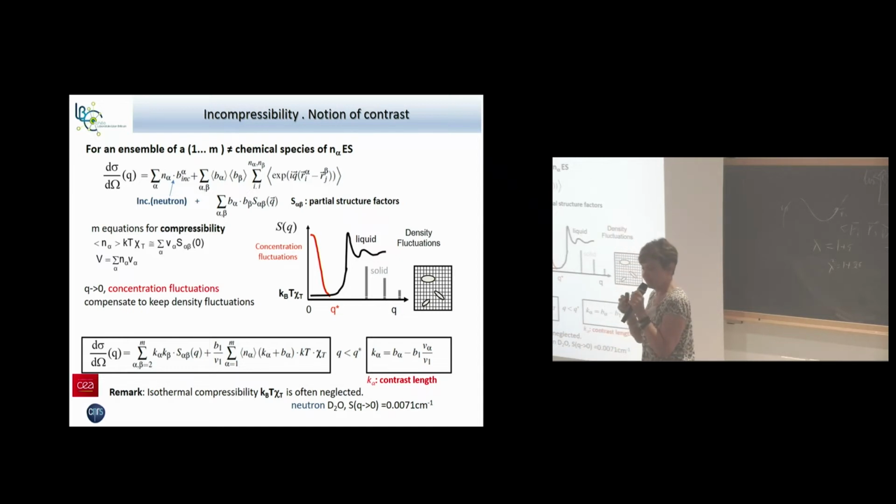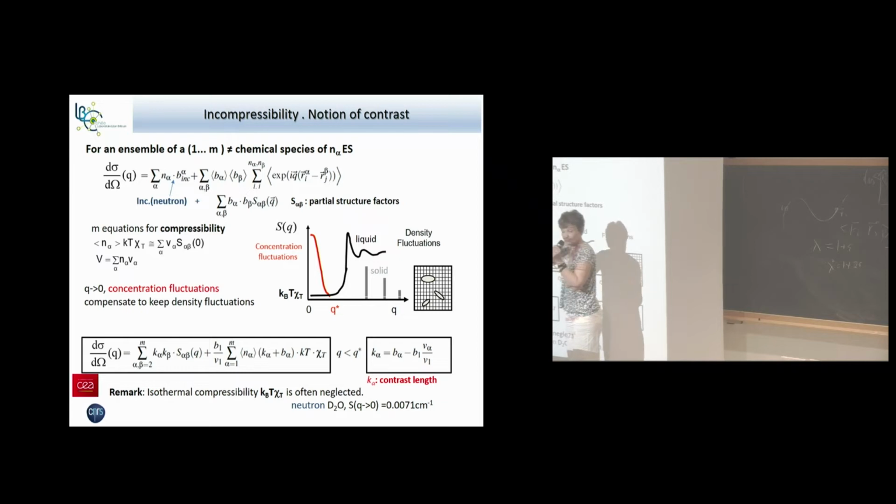Because when you have a large object at small q, you are looking at fluctuation of a large object, and they fluctuate a lot. So the intensity is huge. When you decrease the size, generally the fluctuations are less, so the scattering is less.